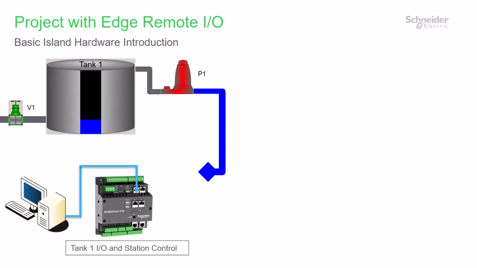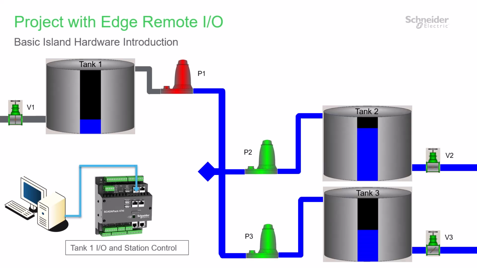Now I'll show you a project where an Edge I/O island can help you create a system with a flexible and cost-effective remote I/O solution. Here you can see that initially this site included only one tank and the associated pump, valve, and other monitoring equipment. The SCADAPack installed nearby was a good solution in this case, but now the site is growing, with more tanks and other hardware some distance away.